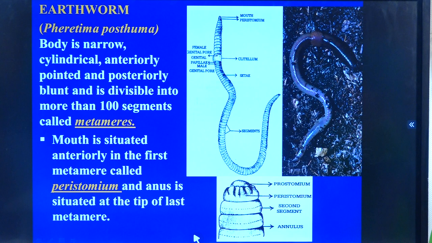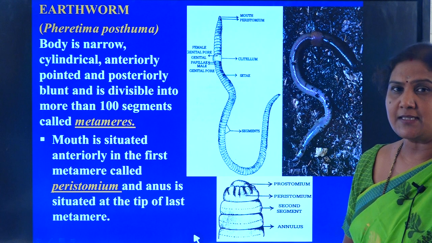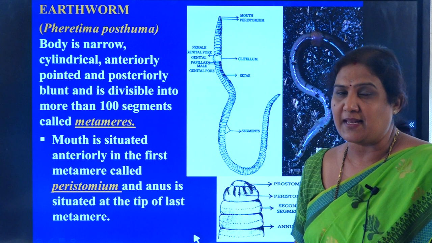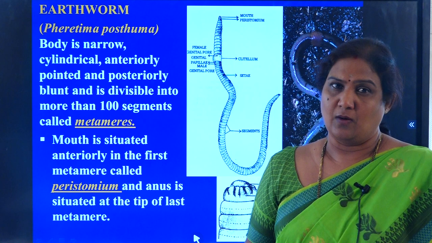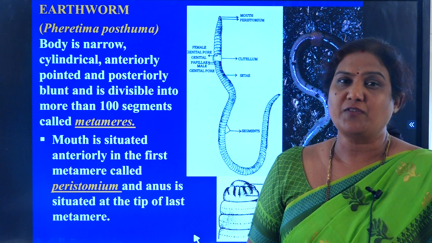Here you can find the whole body has ring-like structures. That's the annulus. You call them the segments. There are nearly around 100 segments and you can say they are metameres. You know what this metamere is? It exhibits a phenomenon called metamerism. What is this metamerism? It's the linear repetition of similar body parts along the main axis.